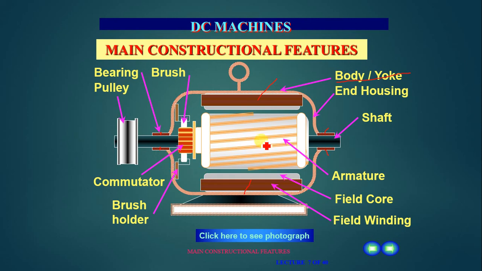This armature is rotated by a prime mover connected through a pulley arrangement. It is connected to your turbine or whatever general mechanical prime movers there are. Even a diesel engine can be used. The diesel engine will rotate, and the shaft is connected to this particular pulley.